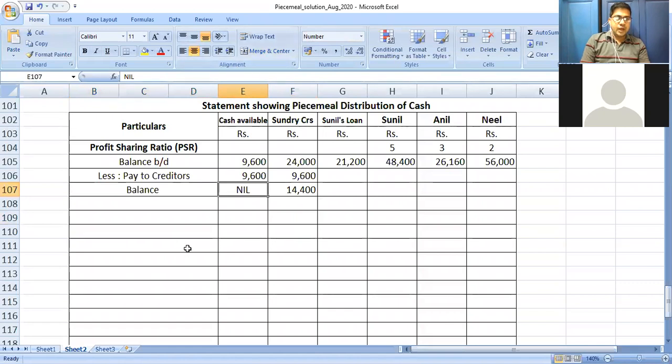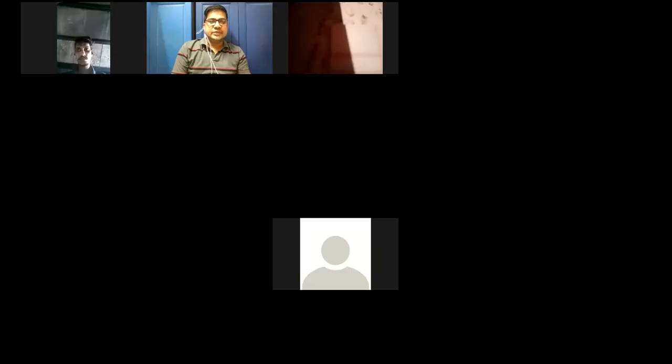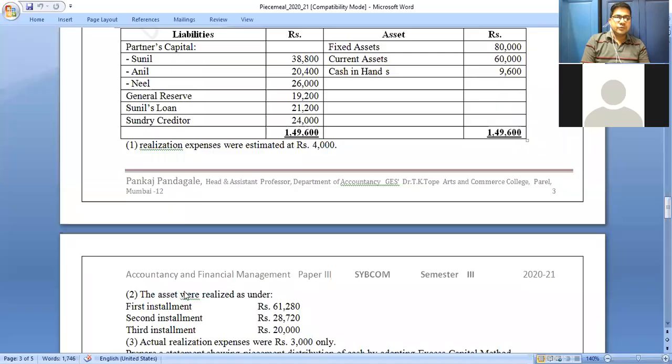Now after that, there is no cash available. What will they do? They will consider the realization. If you see in our problem, they sold the various kinds of assets. Before that, the realization expenses were estimated at rupees 4,000. They estimated, meaning they keep realization expenses of 4,000, so we have to use that here.